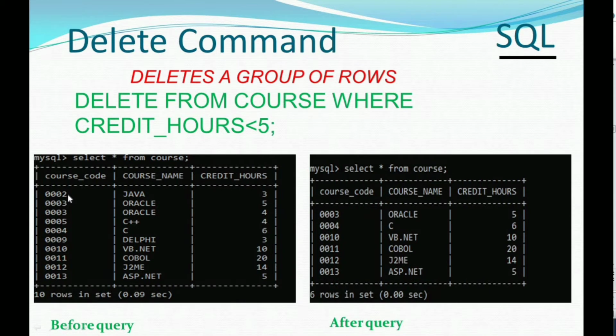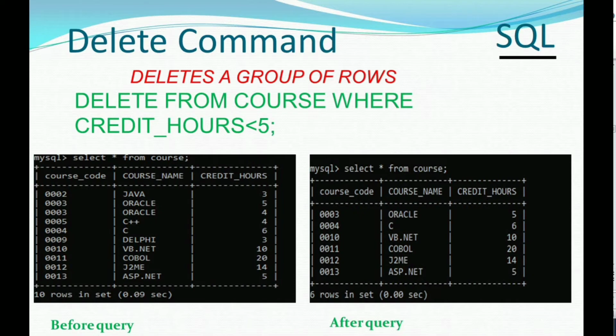If we want to delete a group of rows, we have to use a where clause. Here in table course, we want to delete the rows which have credit hours less than 5. Now you can see after executing the query, all the rows whose credit hours is less than 5 are deleted. There are 10 rows on the left side. After executing the query, we have only 6 rows.